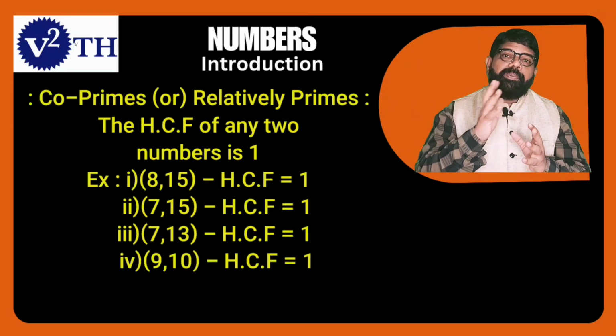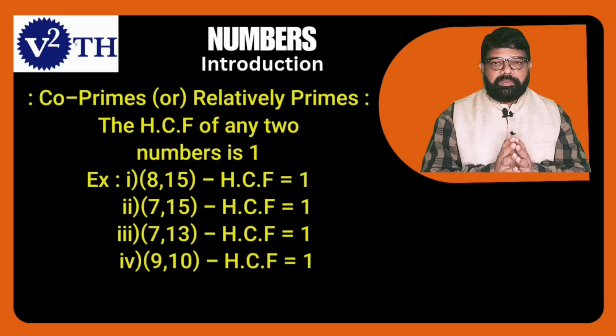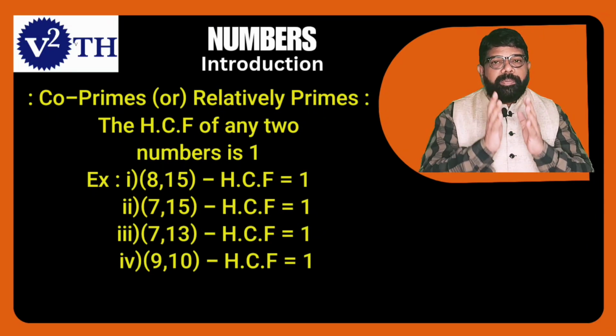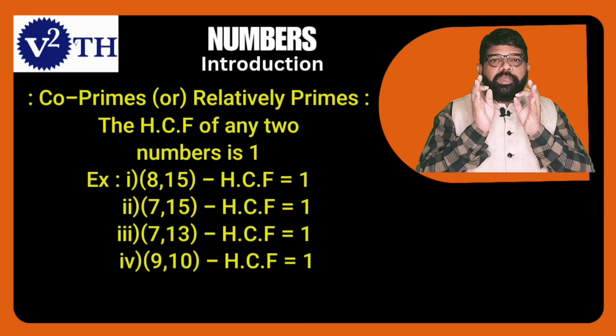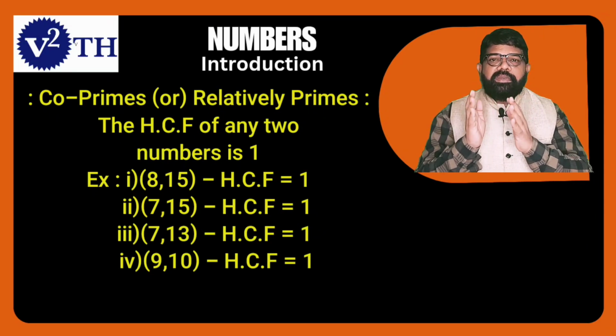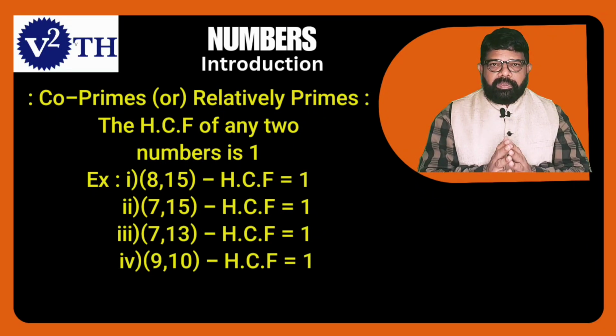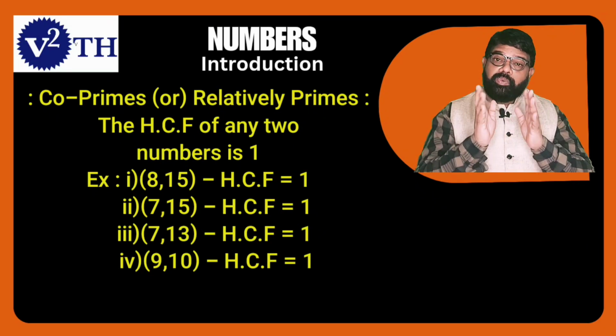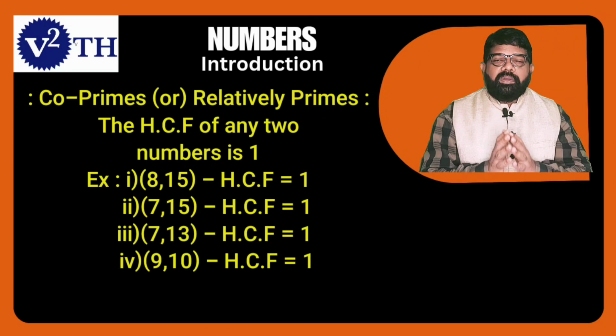Next one is co-primes or relatively primes. What is the definition? Co-primes or relatively primes: any two numbers whose HCF is equal to 1. For any two numbers, if the HCF is equal to 1, we say that the numbers are called co-primes or relatively primes.